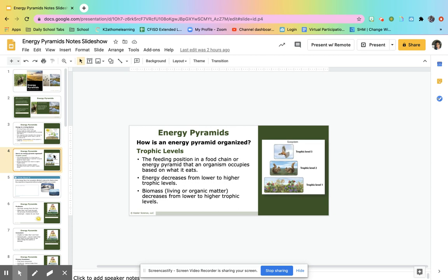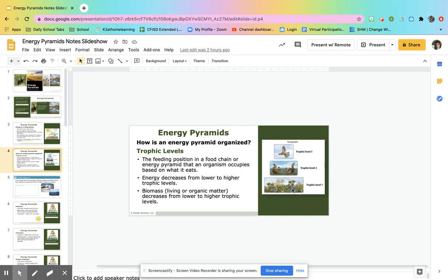So how is an energy pyramid actually organized? So we call this thing called a trophic level. So each thing has a trophic level, okay? So your lowest trophic level will be on the bottom, and then on top it will be the second one, and the third one, and then maybe a fourth one. So the feeding position in a food chain or an energy pyramid that an organism occupies based on what it eats. So energy decreases from the lower to higher of the trophic levels.